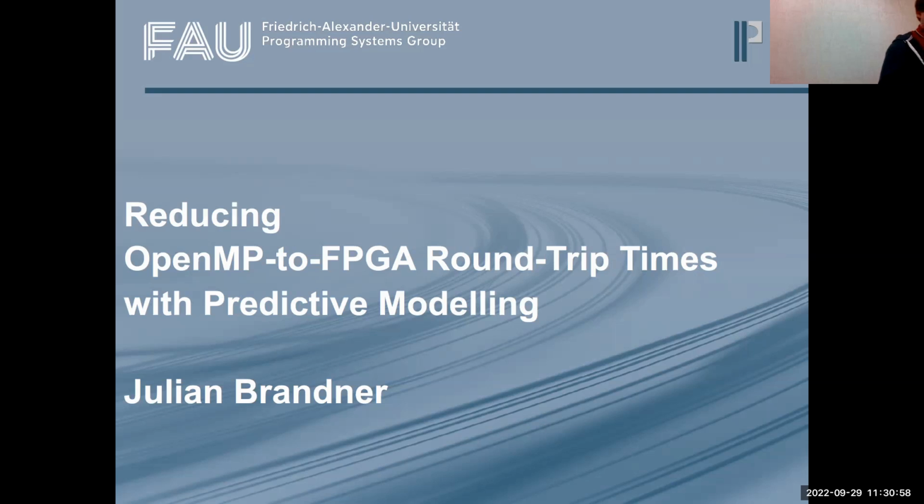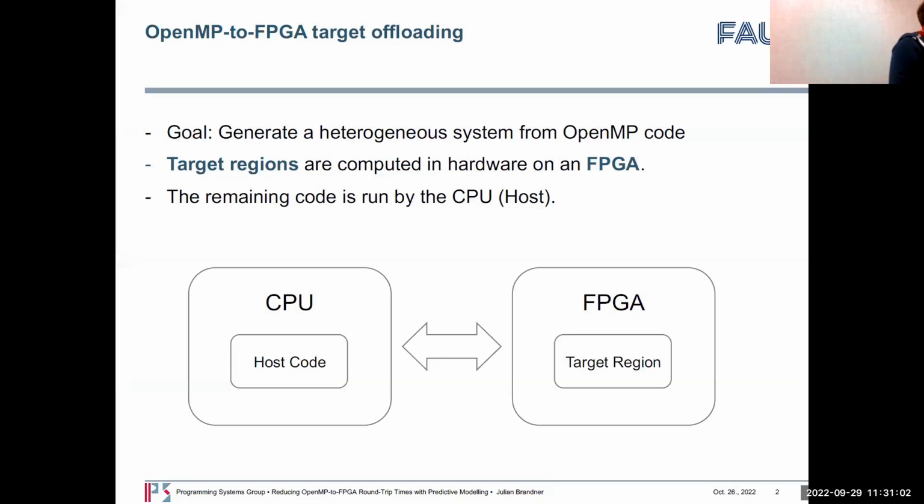Thank you. First, I'm going to get us all on the same page on what OpenMP-to-FPGA target offloading conceptually is and how it works. There are some different projects on how to do it. And the idea is, well, we know OpenMP to GPU offloading, and we want to execute a target region on an FPGA in hardware, utilizing the benefits of FPGAs.